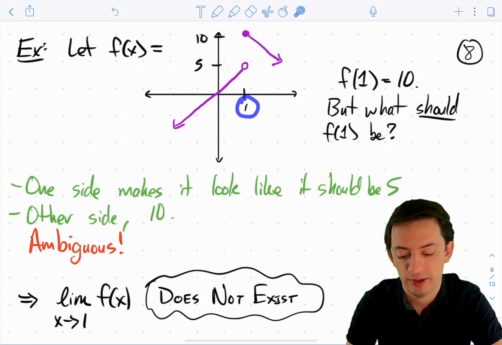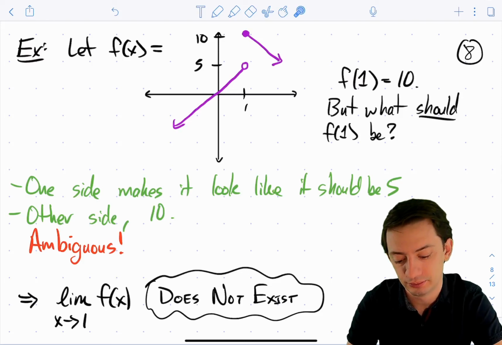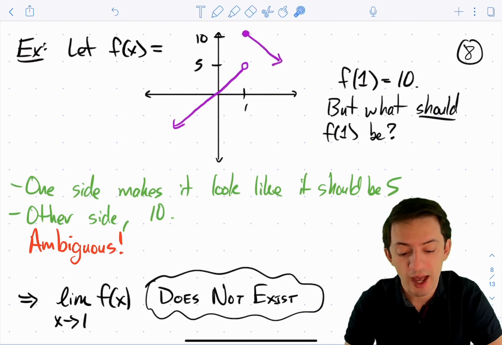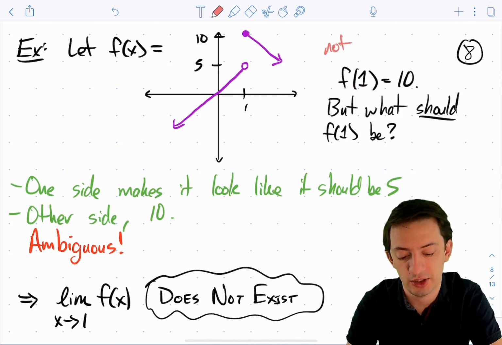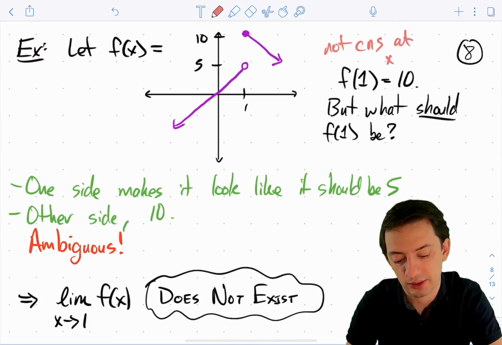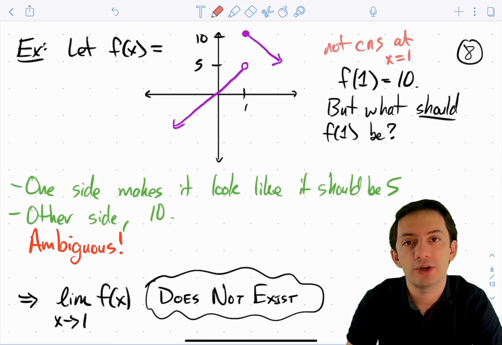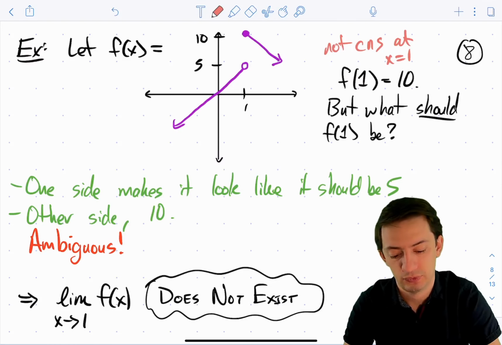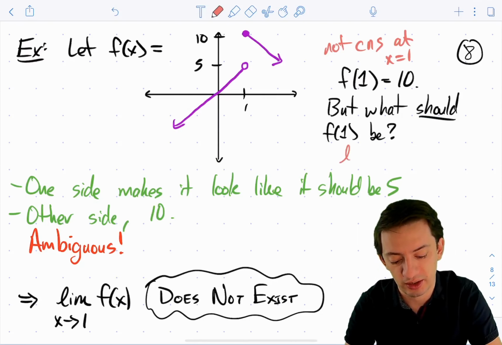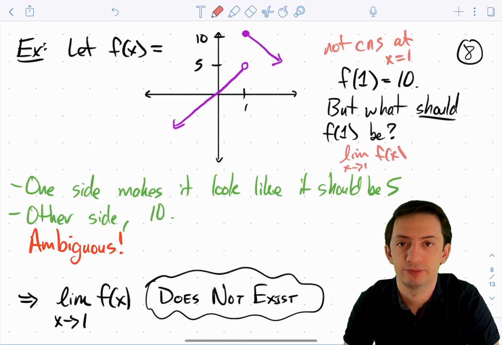At f of 1, the actual value is 10. Remember, that's what the solid line means. The actual value is 10. And we do the little hollow dot there to indicate that we've got this jump. So f of 1 equals 10. And just like the last one, this is not continuous. I'm going to use CNS to abbreviate continuous at x equals 1. But what should f of 1 be? When we say, what should f of 1 be, that means we're really saying, what is the limit as x approaches 1 of our function f of x?